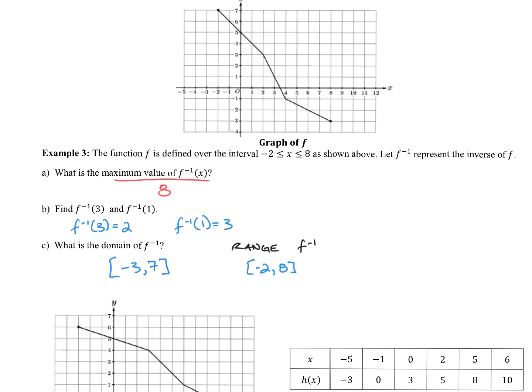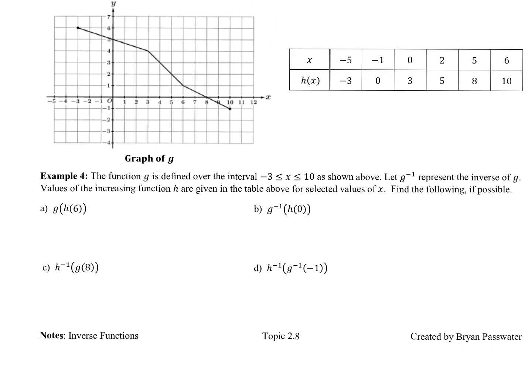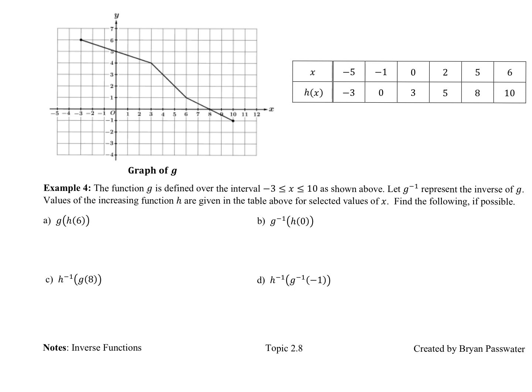Cool. Let's keep moving. All right, and we're going to save this one for the birthday girl, Kefa. Here we go. The function g is defined over the interval -3 less than or equal to x less than or equal to 10 as shown above. Let g inverse represent the inverse of g. Values of the increasing function h are given in the table above for selected values of x. Find the following if possible.